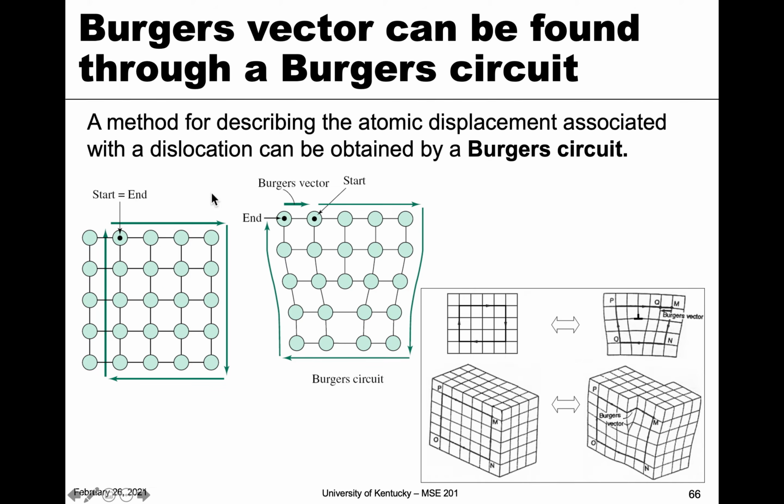So the first step is to look at a perfect crystal. And so this is our perfect crystal of the same material as the one that's distorted over here. And what we do is we're going to make a circuit around the material in the same vicinity that would cover a distortion in the defected material. So we choose a path around the material.